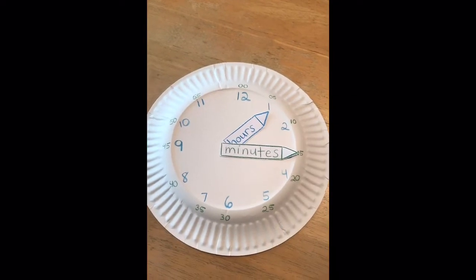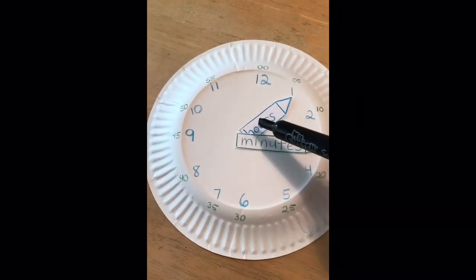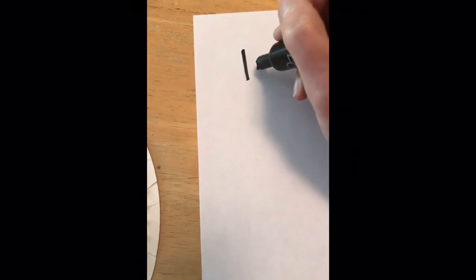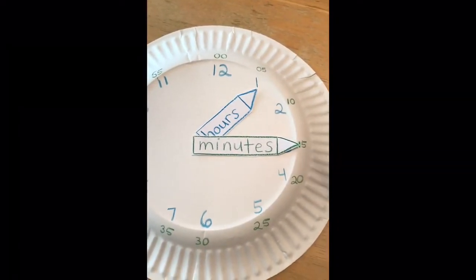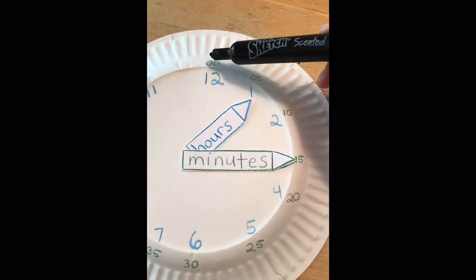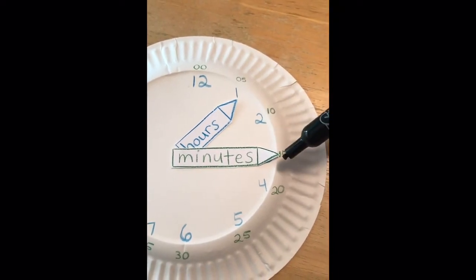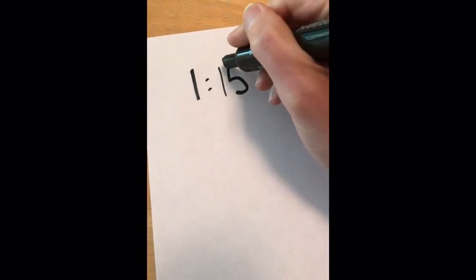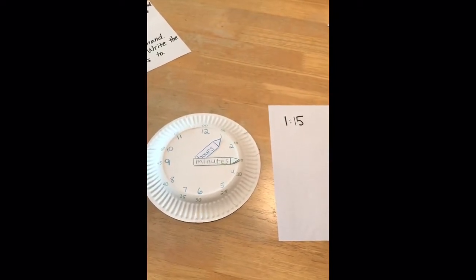Here's your next problem. In this case, the short or the hours hand is pointing to the one, so I will go ahead and write a number one, followed by a colon. And the minutes hand is at 20 to 15, but I'm going to count by fives because not all clocks will have that 15. 5, 10, 15. So this clock is showing the time 1:15.